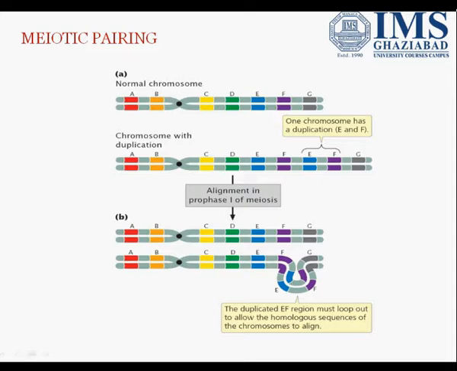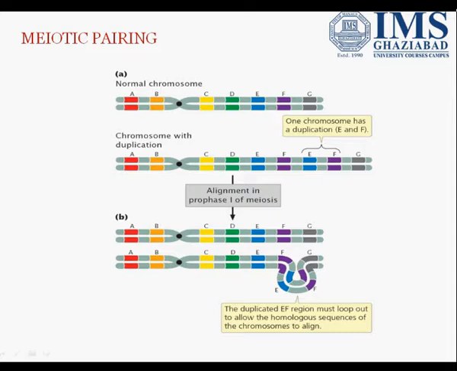Now you just find out this is the normal chromosome and this is another case in which we are having chromosomal duplication. The sequence of the genes is A, B, C, D, E, F, E, F, G. You just find out that in this particular case, the E, F genes, which are shown with blue and purple color, are duplicated again. We are having E, F genes here and again E, F genes are added.